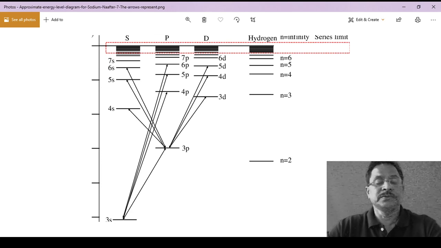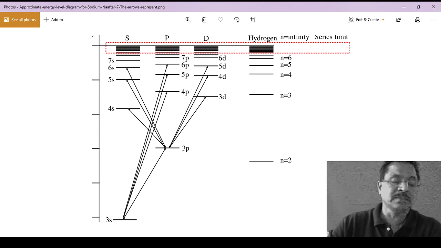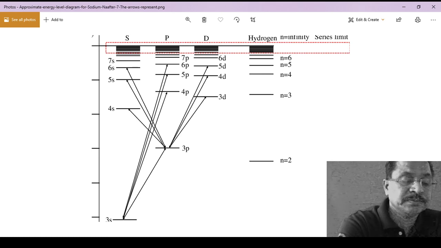Okay, we'll stop here. This is the sodium spectrum. We will discuss the spectrum in the next lecture. That's all.